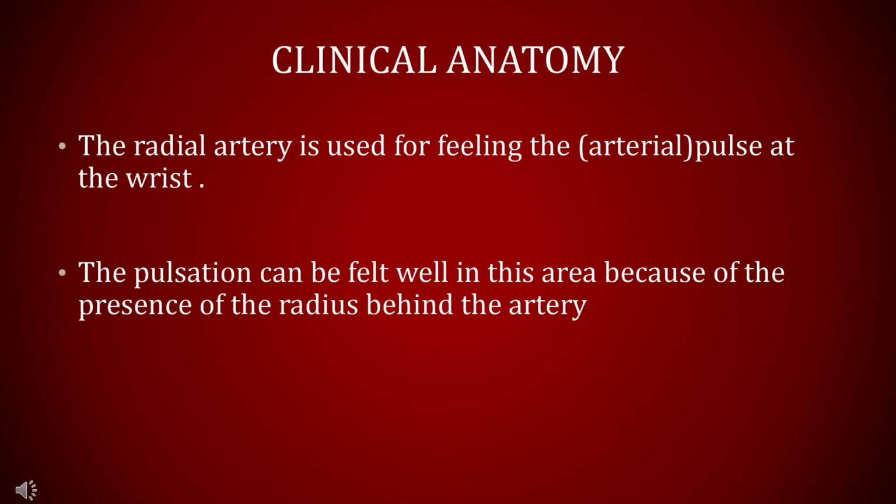Clinical anatomy. The radial artery is used for feeling the arterial pulse at the wrist. The pulsation can be felt well in this situation because of the presence of the radius behind the artery.